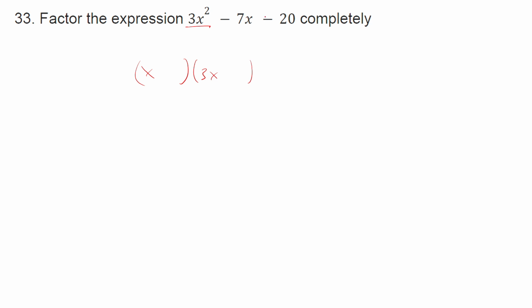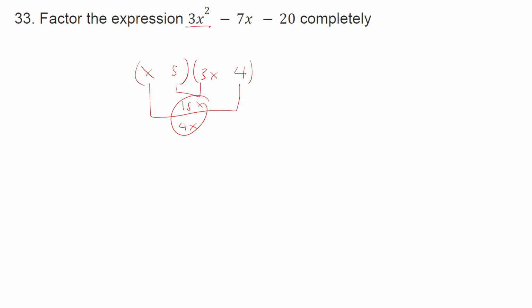Now what we have to do is think of the factors of negative 20. So what do you think we could have? We could actually have 5 and 4. Okay, let's check. What is 5 times 4? That's actually 20, right? But let's check if we can form here the 7. What's 5 times 3? That's 15. What is x times 4? That's 4x. Actually, we cannot form here the 7x, right? Because 15 plus 4 is 19, and 15 minus 4 is 9.